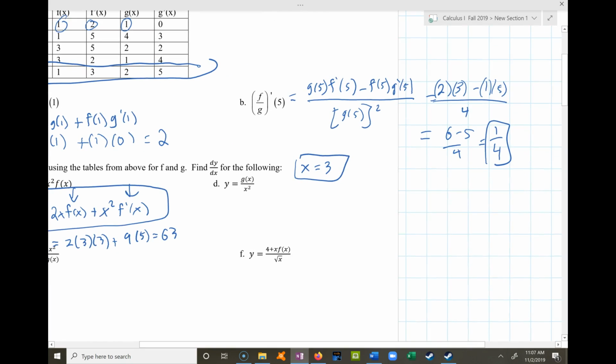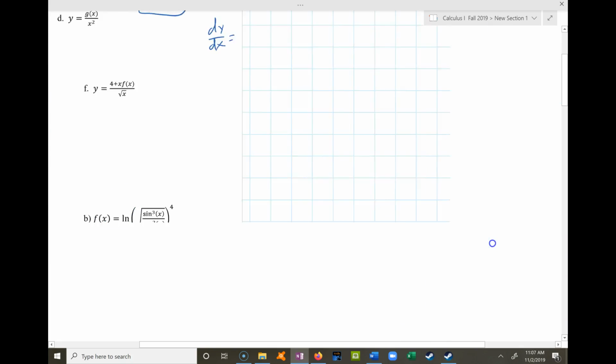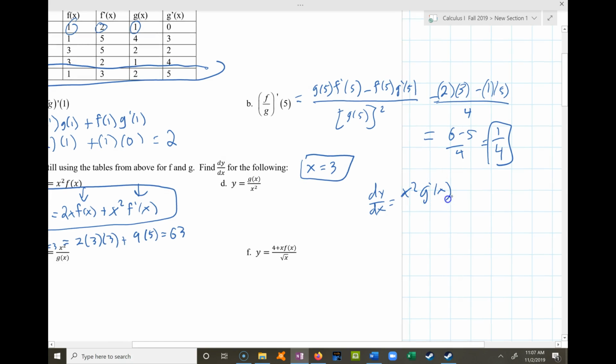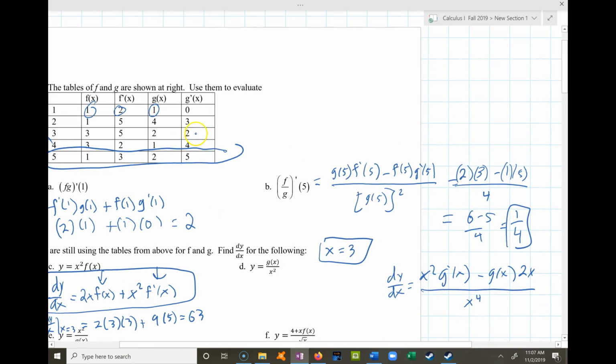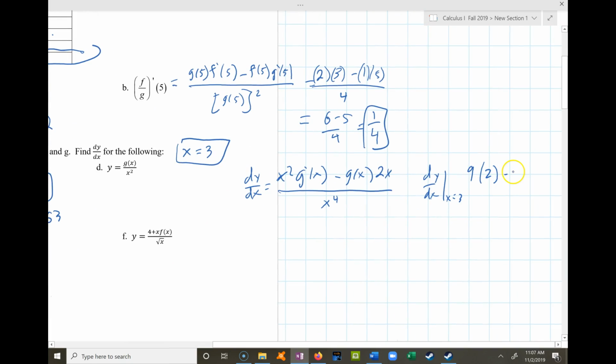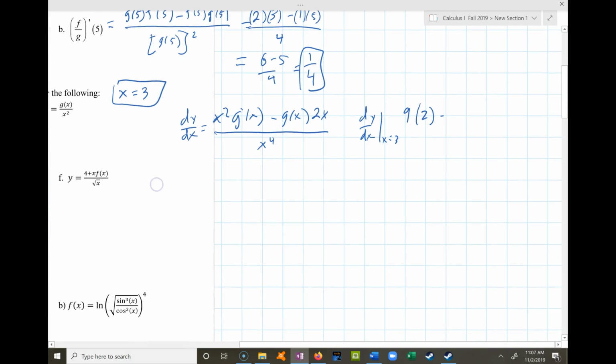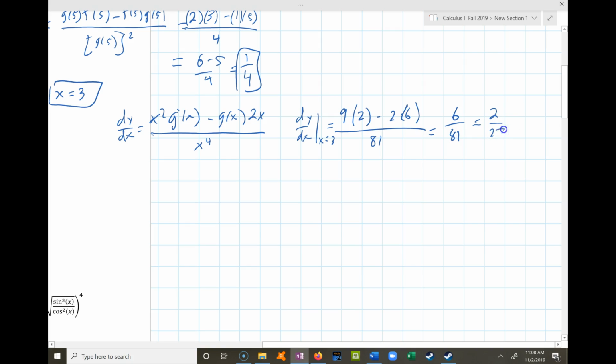So dy dx, I'll make a little room over here. So dy dx is going to be equal to x squared times g prime of x minus g of x times 2x, because that's the derivative of the bottom, all over x to the 4th. And again, you could plug 3 in there if we wanted to know what dy dx evaluated at 3 is. That would be 9 times, and g prime of 3 is right there. It's 2. 9 times 2 minus g of 3 is right there, also 2. And then 2 times 3 would be 6. All over 3 to the 4th, which would be 81. So that'd be 18 minus 12, which would be 6 over 81, which would reduce to 2 over 27.